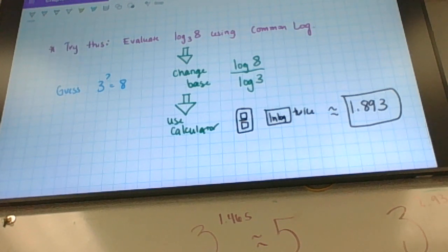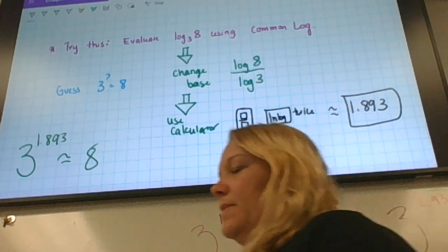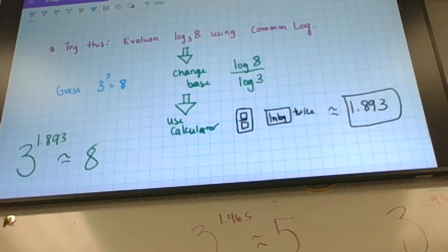As it turns out, 3 to the 1.893 is approximately 8.